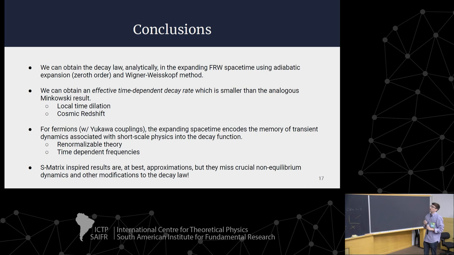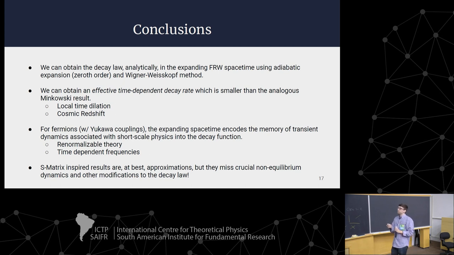To summarize, this formalism allows you to compute the decay law analytically in FRW spacetime to zeroth order adiabatic. The decay rate you get is a time-dependent effective decay rate. It's always smaller than the Minkowski result, but may approach it asymptotically. This smallness is due to cosmic redshift and local time dilation. For fermions, there are interesting extra terms that appear. This is because the theory is renormalizable.